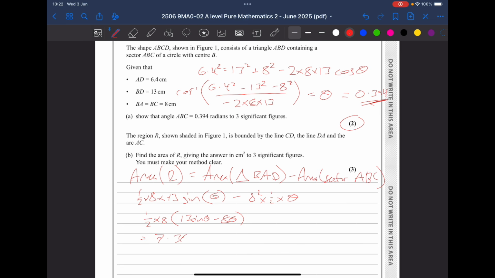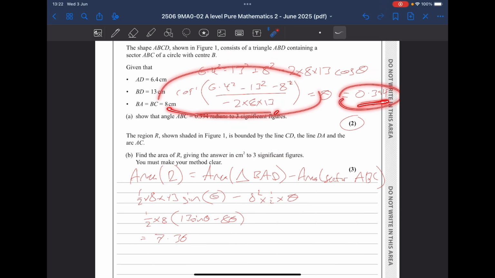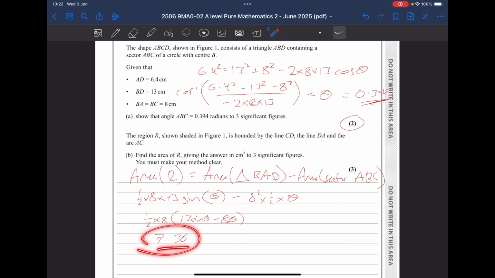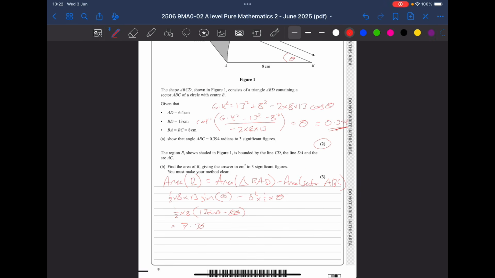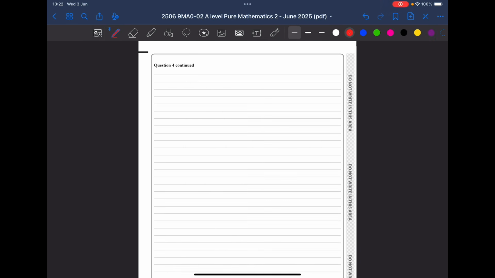When we round it, it might be a case when you do this. So we got 7.36. I've used not 0.394, but the actual answer that appeared from here. So it may well be that you get 7.35 or 7.37, very close to it. You'll get the marks either way. They accept this or they accept the other one. Both are fine. So that looks good to me. Let's go on to number 4.